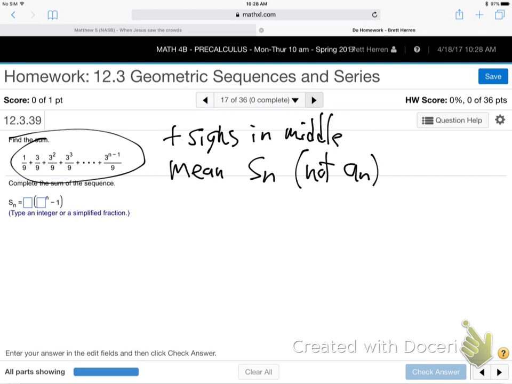So now we want to know the S sub n formula. What is the S sub n? I never can remember it. Here, I got it in my notes. It's A1, I'll give you this right in the test, (1 minus r to the n) over (1 minus r). So there's the S sub n formula for geometric.